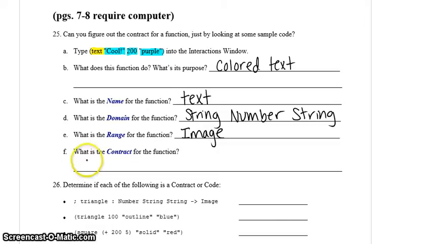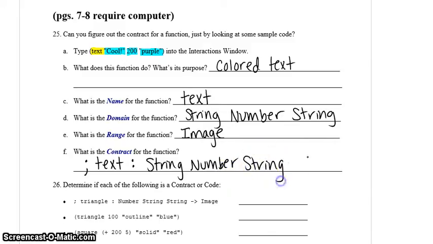So when we write a contract, keep in mind, a contract is general. It starts with a semicolon, the function name, colon. Then comes our domain. Well, we already said in part D that our domain is string, number, string. That's the type of data that the function expects. And then for our output, we need an arrow, and then our output, or our range, is an image. So that's our contract for the function text.